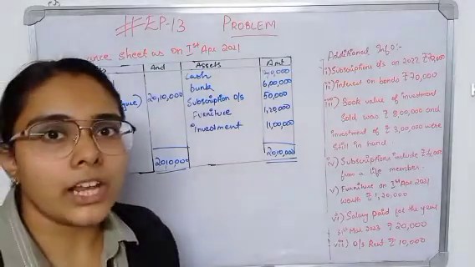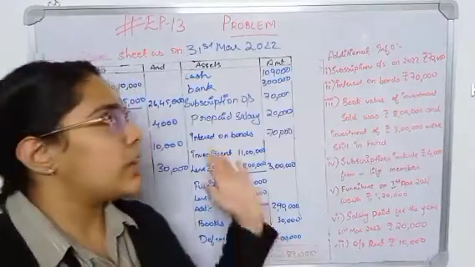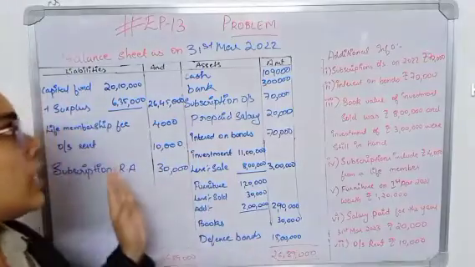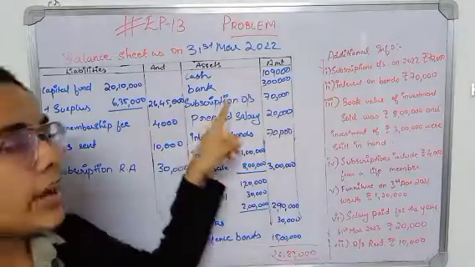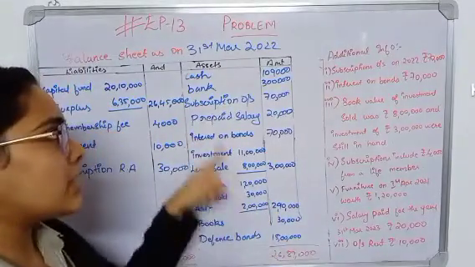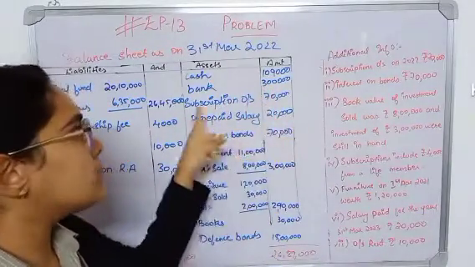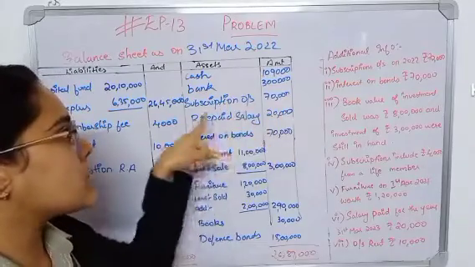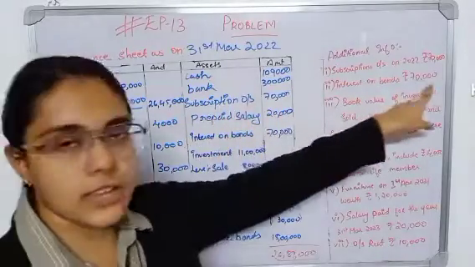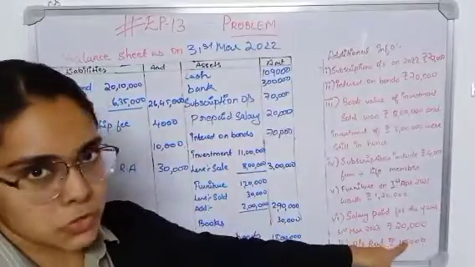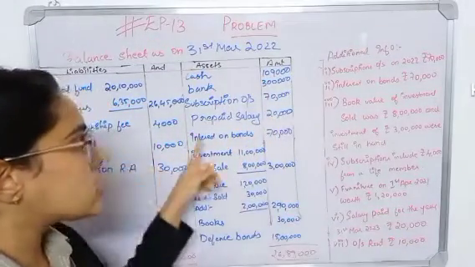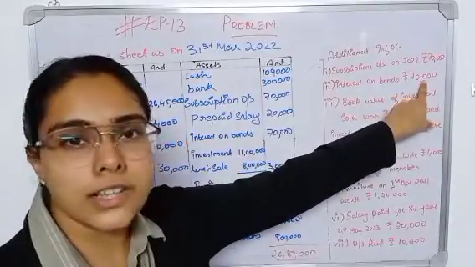Now let us prepare the closing balance sheet. In the closing balance sheet, first let us look at the asset side. On the asset side, we have the closing balance of cash in hand, which was 1,09,000, and bank, it was 3 lakh. Subscription outstanding 70,000, that's given in the additional information. Then prepaid salary, it was 20,000.